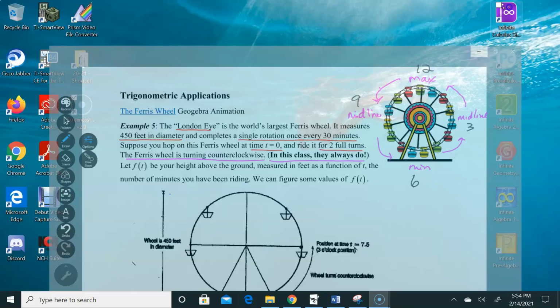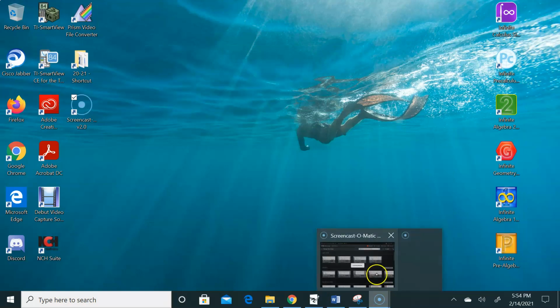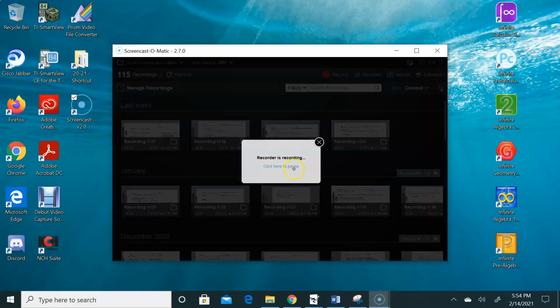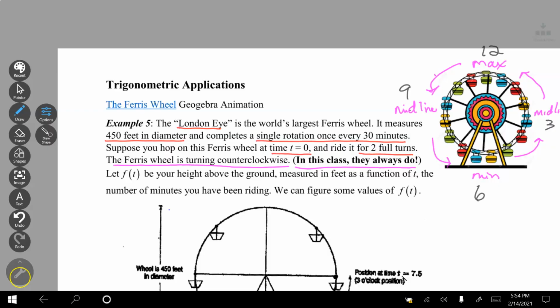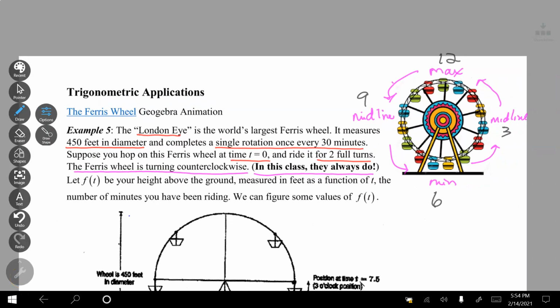Let's see if I can minimize this and see if I can get my thing back. Okay, I'm going to pause. Sorry about that, but sometimes it happens when I get too close to the top.